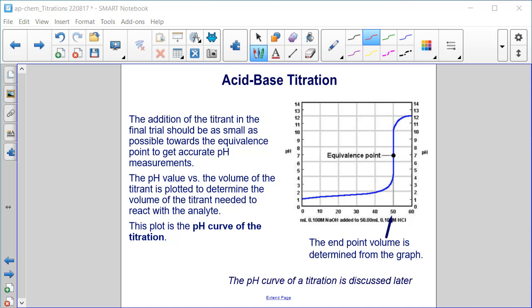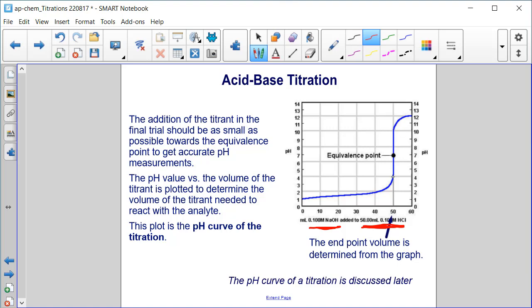But here's what we have to know. What we're measuring here is the volume of 0.100 molar NaOH, this is our titrant, being added to our analyte, and we're measuring the pH. So as the volume increases, we see the pH going up, and then it suddenly jumps very quickly. And we can determine the endpoint or the equivalence point from this graph.